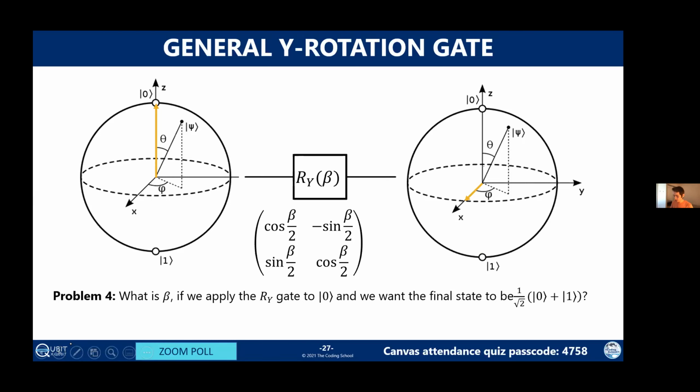Okay, so we're going to do another question here. What is beta if we want to go from ket 0 to a final state 1 over root 2 (ket 0 plus ket 1)? Now, this looks complicated, I agree, but I would just remember that this here is equal to ket plus, and we know where ket plus is on the Bloch sphere. Think about the Stern-Gerlach experiment. Think about where ket plus should be and how much you need to rotate to get there. So I'm going to throw up a Zoom poll, and I'll wait until about 50% have answered the question, and then I'll go into it.